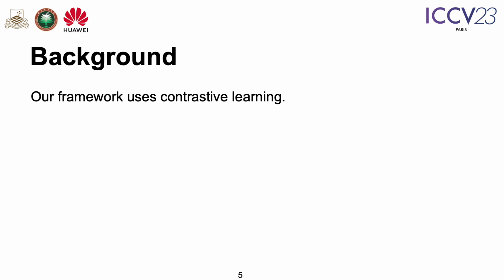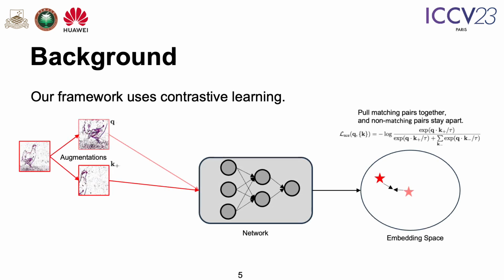Our framework is based on contrastive learning and aims to learn an embedding space where similar image pairs stay close to each other while dissimilar ones are far apart. Specifically, by using the InfoNCE loss, images generated from the same instance are matching pairs, and their network embeddings are put together. Images from different instances are non-matching pairs, and should be pushed away from each other in the embedding space.